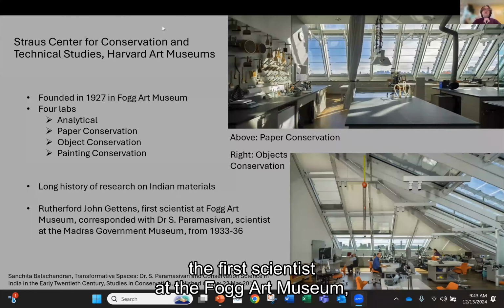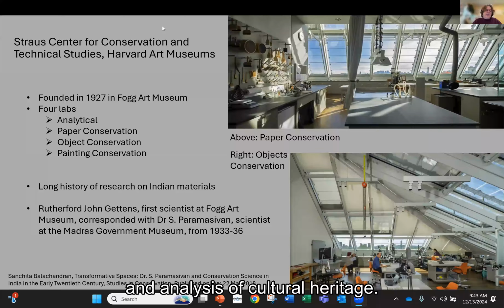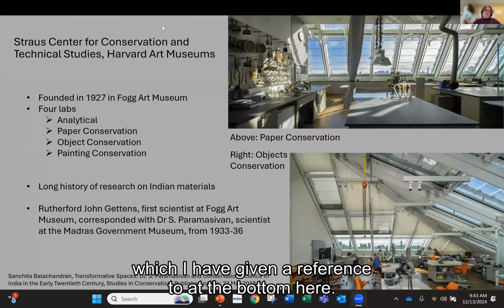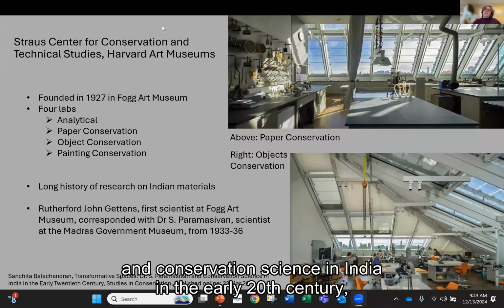Paramasivan, a scientist at the Madras Government Museum between 1933 and 1936, wrote about conservation treatments of materials and analysis of cultural heritage. And there's an excellent article by Sanchita Balachandran, which I have given a reference to at the bottom here, and I think it will be in the chat, on the history of Dr. Paramasivan and conservation science in India in the early 20th century, which I urge you to look at if you're interested.